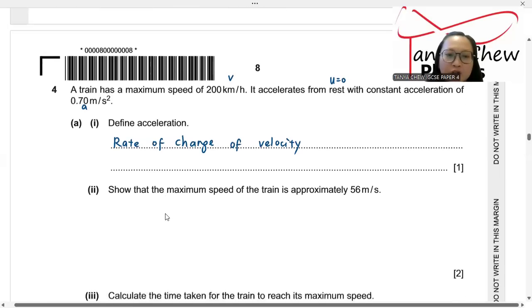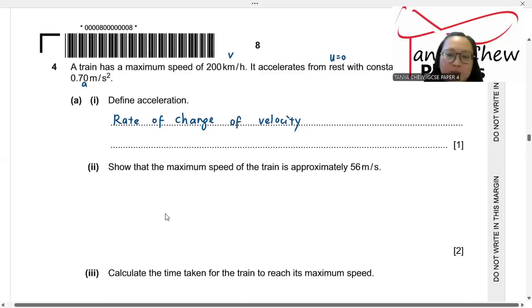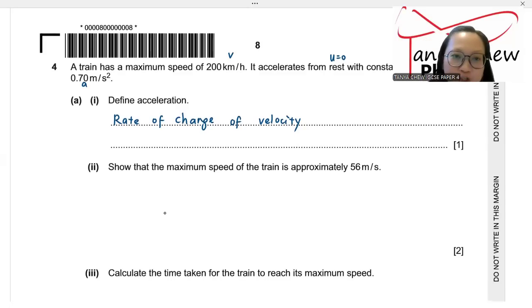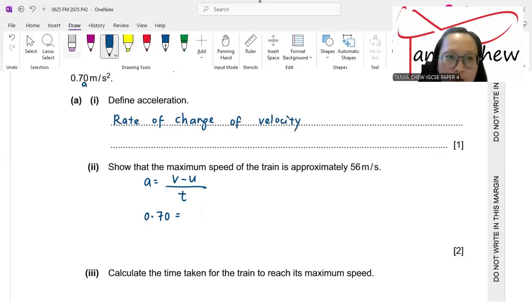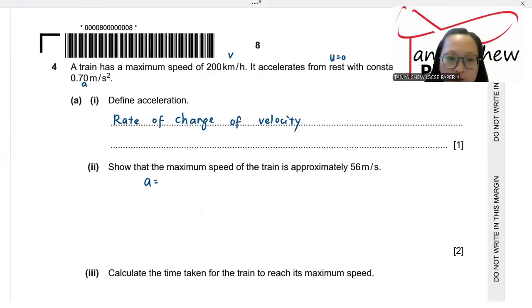Now, second part, show that the maximum speed of the train is approximately 56 meters per second. Now, I would like to use the definition of acceleration. a is equal to v minus u over t, where v is the final velocity, a is 0.7, and then start from rest. Okay, show that the maximum speed, right? Maximum speed. I don't have to use the acceleration. I'm so sorry. Okay, that is for the next question. I don't want to use this.